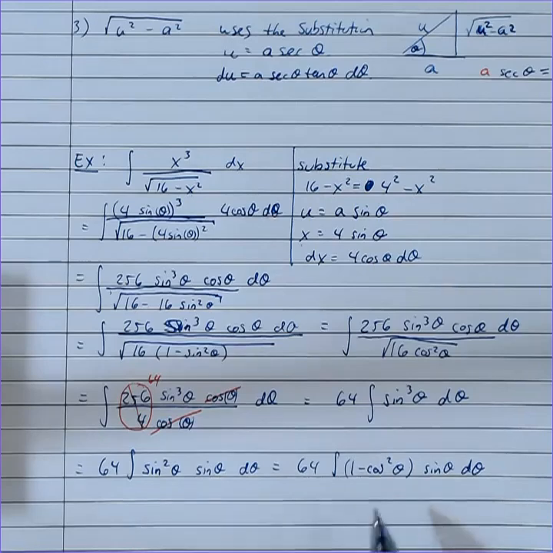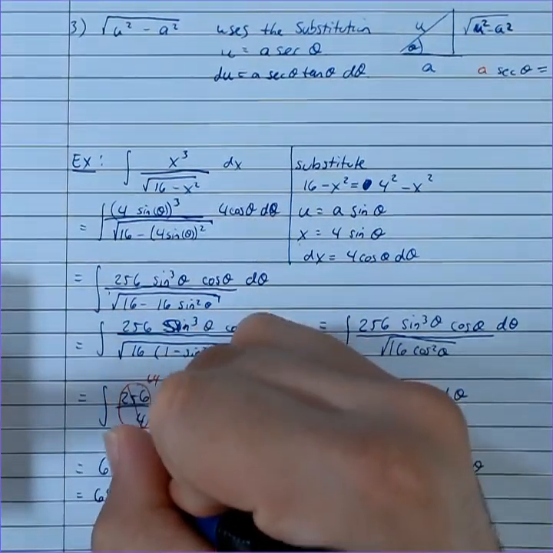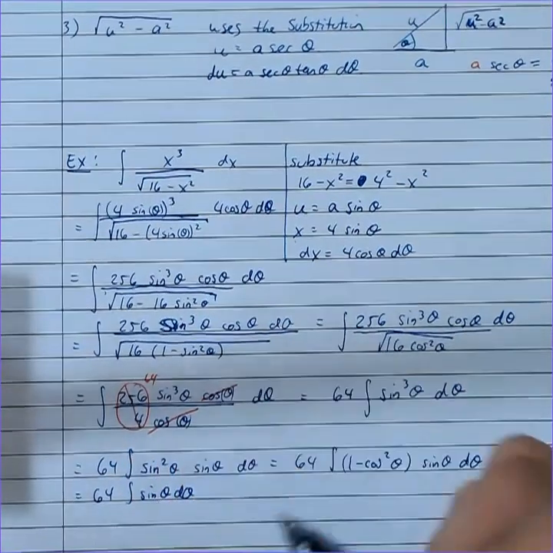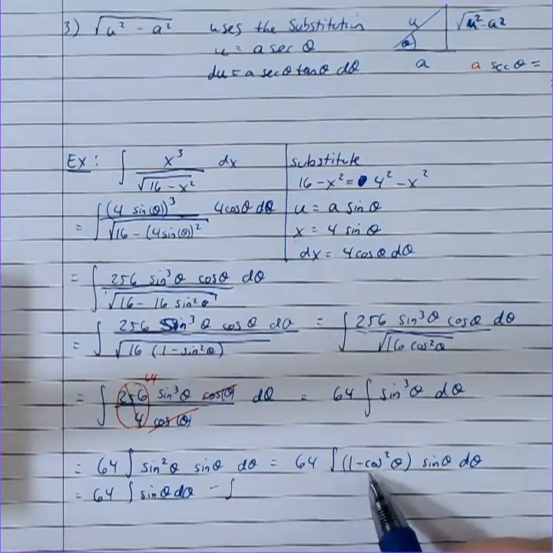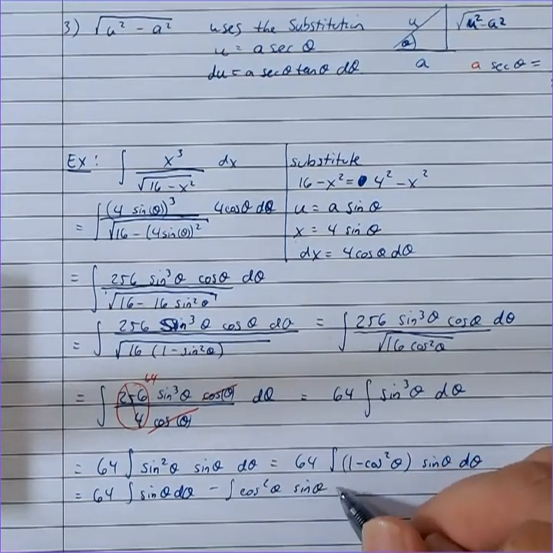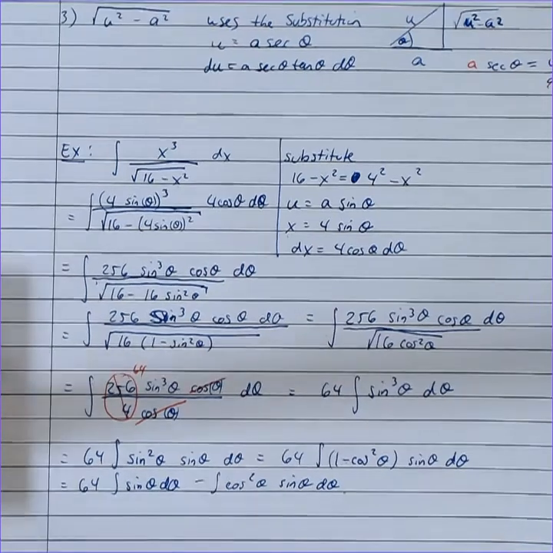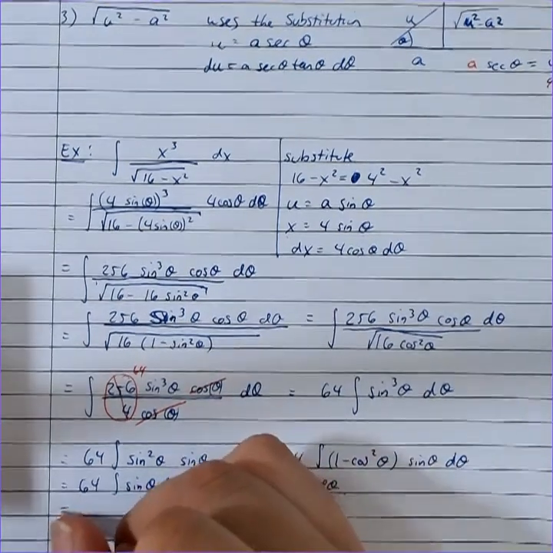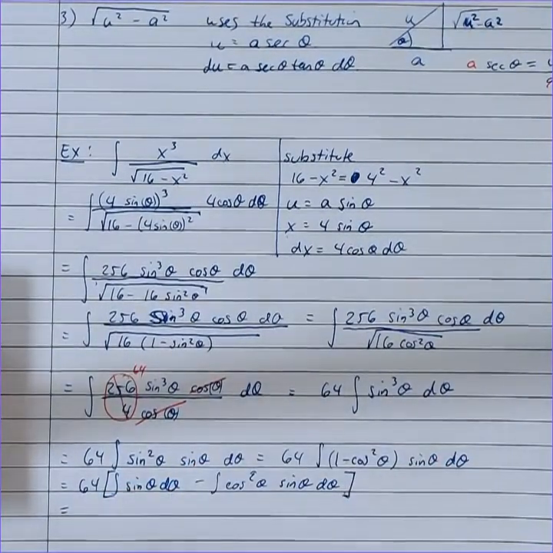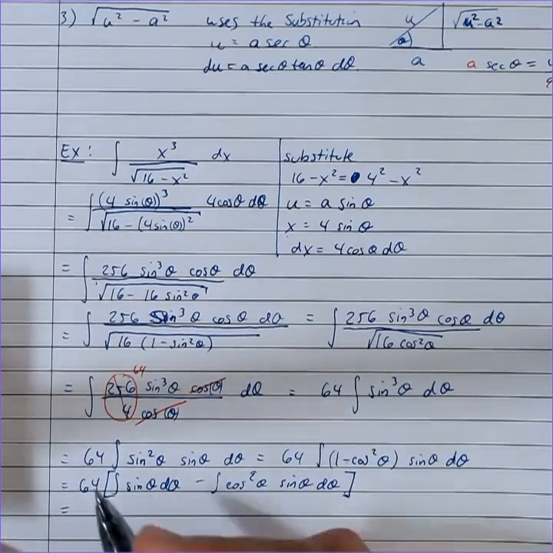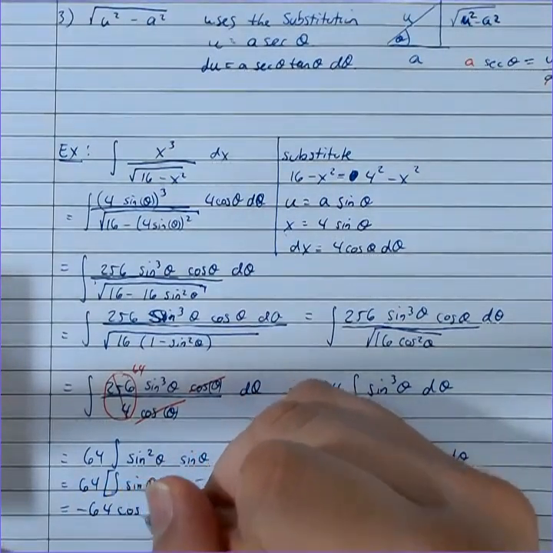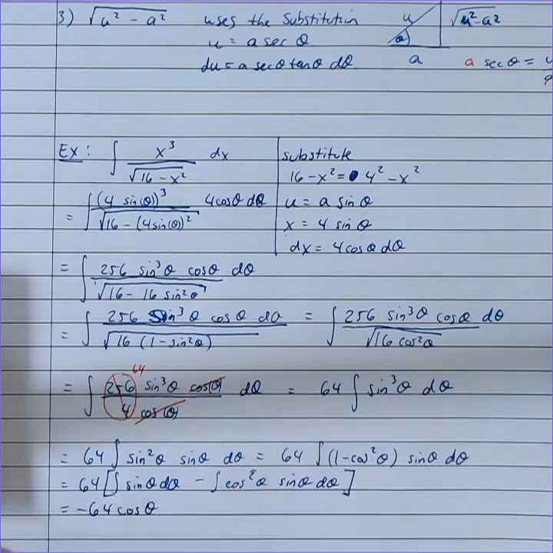And now we can distribute that out to give us 64 times the integral of sine of theta d theta minus the integral of cosine squared of theta sine of theta d theta. Oh, but those are both ones we know how to do. Here this whole thing is being multiplied by 64. Right? The 64 will distribute throughout. So that's going to be the integral of the sine of theta d theta. Well, that's going to be negative the cosine of theta. Oh, not d theta, just negative 64 cosine of theta.